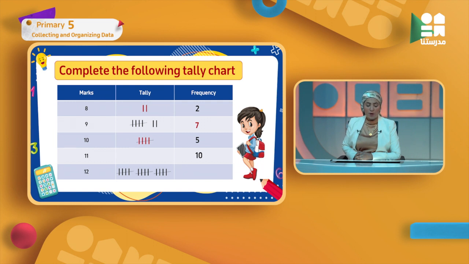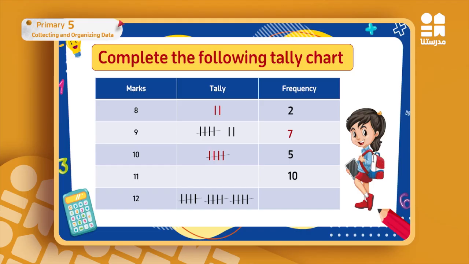Now the 11th mark, or those who have got 11. How many students have got 11? In the frequency column, we have 10 students, or the mark 11 has been repeated 10 times. So in the tally part, I have to have 2 bundles, because here I have a frequency of 10. This means I have 2 fives, so I have 2 bundles, each one of them is 5.